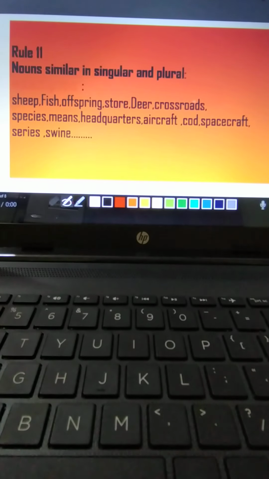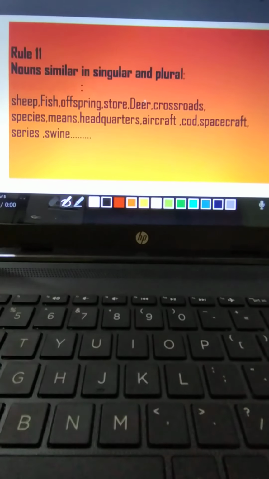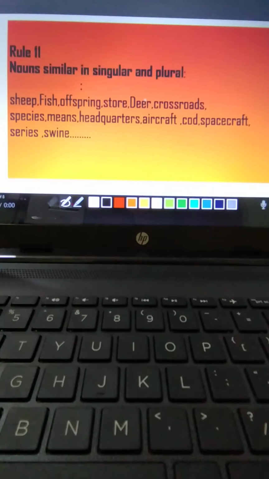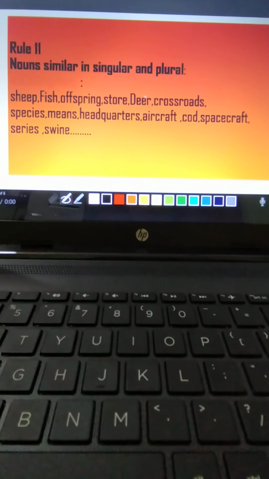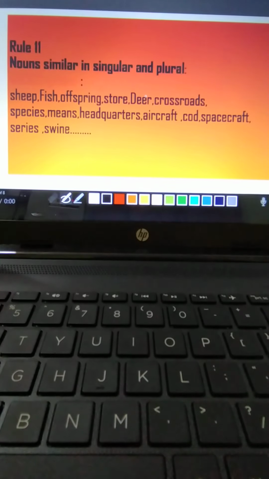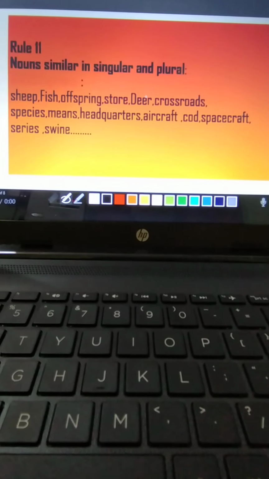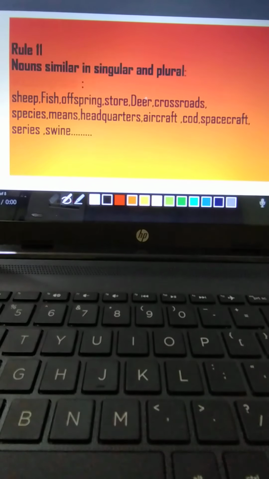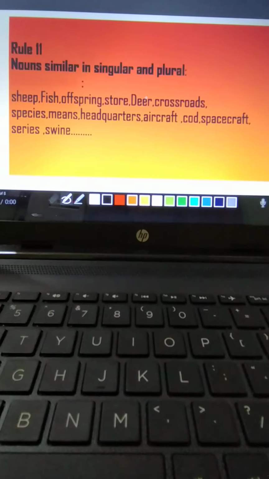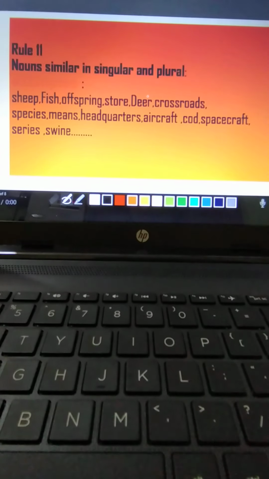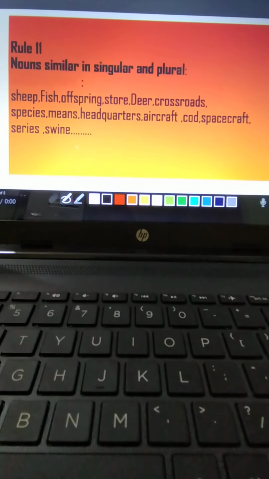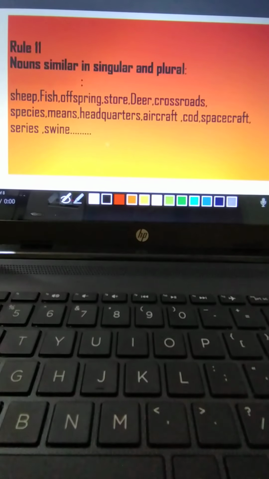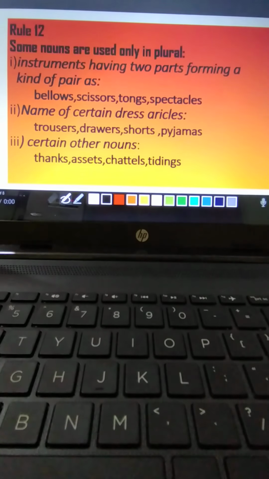Nouns similar in singular and plural. So over here you do not need to do anything students. Singular and plural are similar. All these words can be used both in singular sense as well as in plural sense. Sheep, fish, offspring, store, deer, crossroads, species, means, headquarters, aircraft, god, spacecraft, series, swine. There are many more words related to this, that is, where singular and plural are similar. Okay. Next, rule number 12.